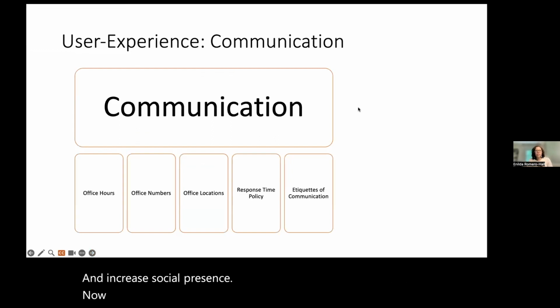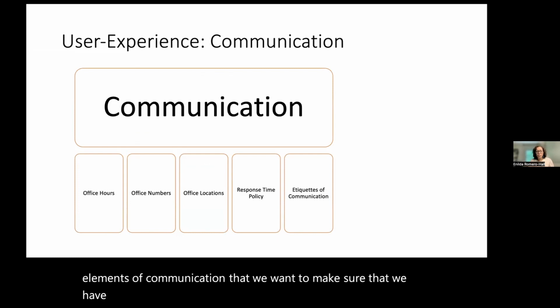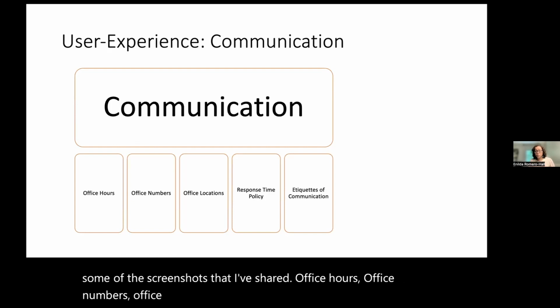Now transitioning to the topic of user experience, there are the elements of communication that we want to make sure that we have with the students. The office hours, you may have seen them in some of the screenshots that I've shared. Office hours, office numbers, office locations, response policy, etiquette of communication.